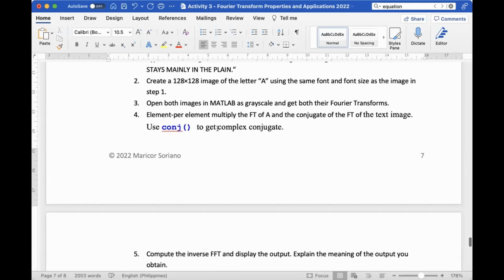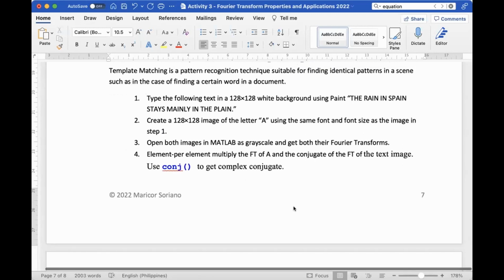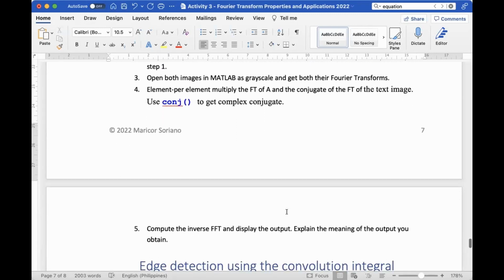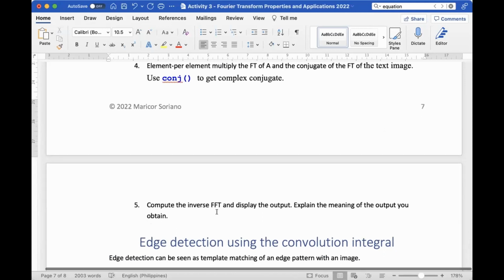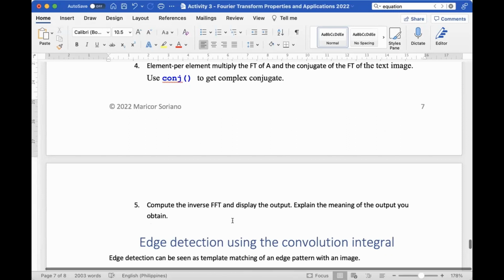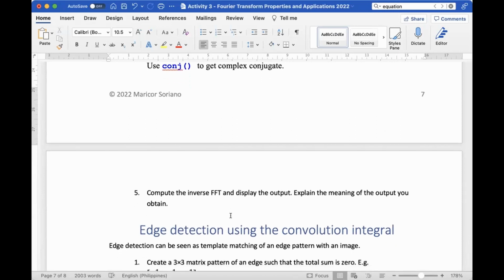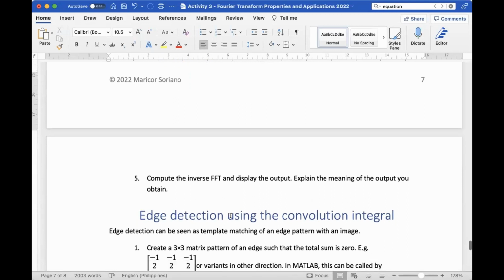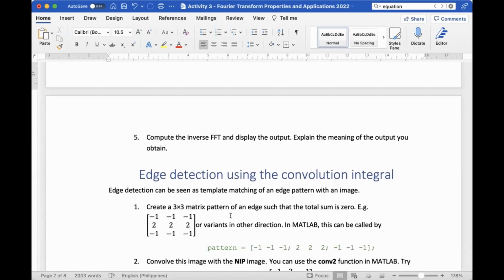Sige, so essentially, pinerform natin yung, by step 4, pinerform natin yung correlation. And then you will observe the image by inverse FFT, the output in step 4. And what do you expect? You should expect that there would be high peaks where the pattern, the target pattern, coincides with the test pattern. Okay.